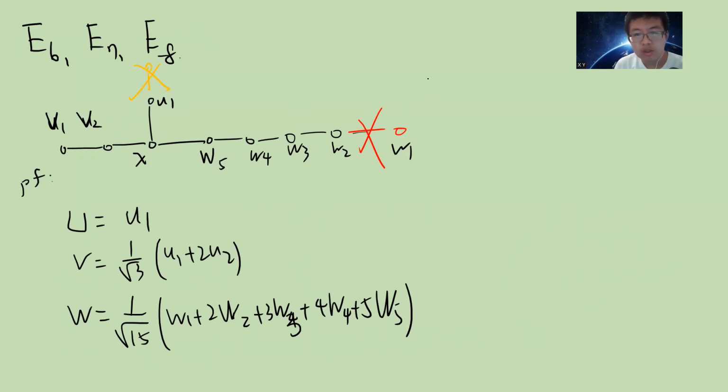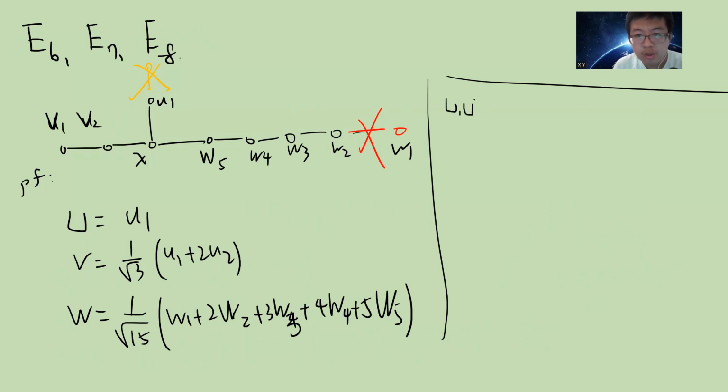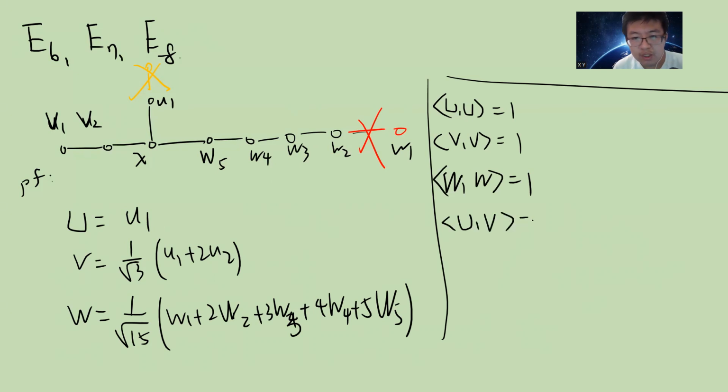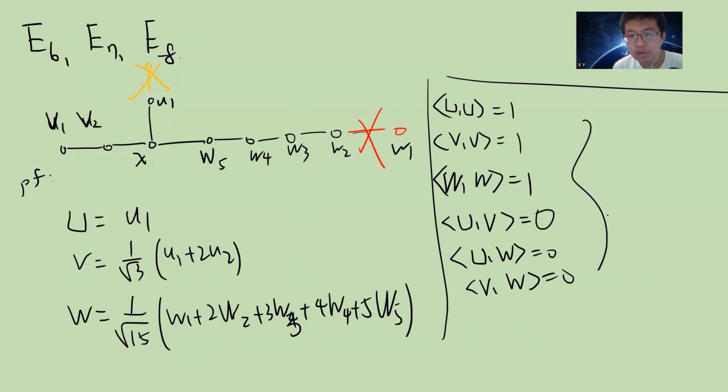Okay, so let's do some simple calculation. So first, the norm of u is 1, and v is 1, and you can also show that w is 1. And obviously u and v are not connected, so the inner product uv is 0, and uw is 0, and vw is 0, because they are not connected. So this also forms an orthonormal system.